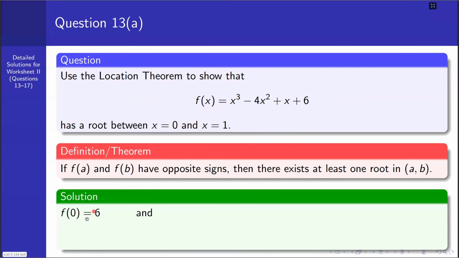Therefore, we know that f of 0 is 6. If you substitute 0 in the place of x here, we have this one, that is 6, and f of 1 is equal to 1 minus 4 plus 1 plus 6, which is 4.